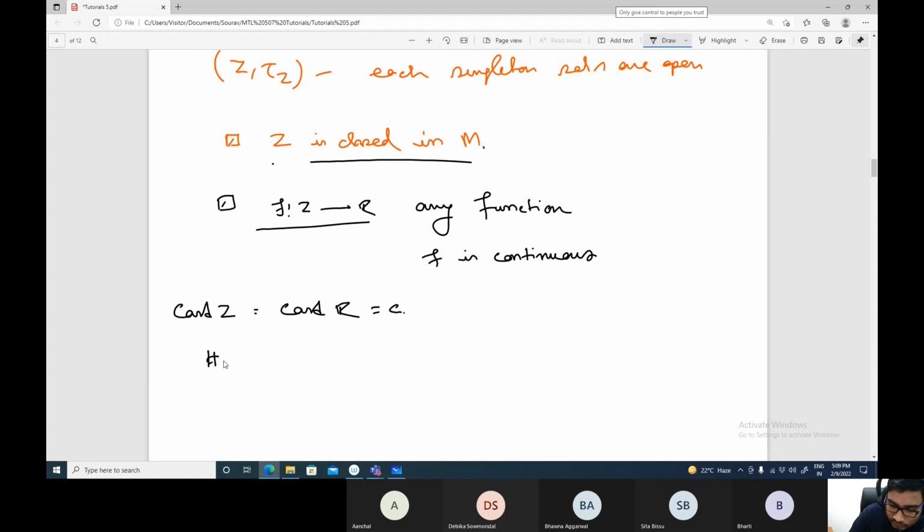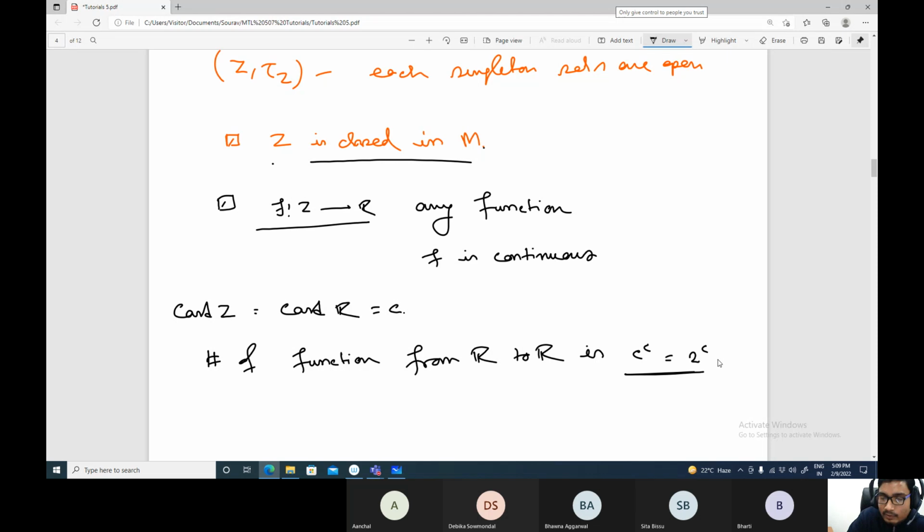And now the number of functions. So how many such functions can we define? The number of functions from R to R is C power C, right? This is, you can say, 2 power C. These numbers are the same: C power C and 2 power C. These two are the same.